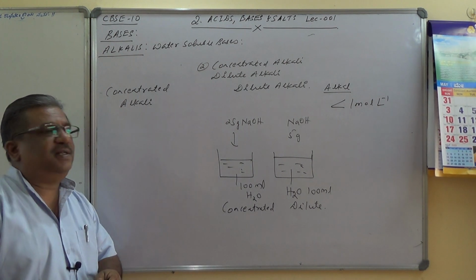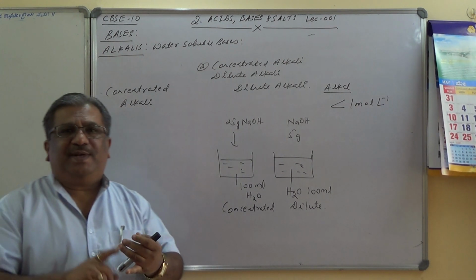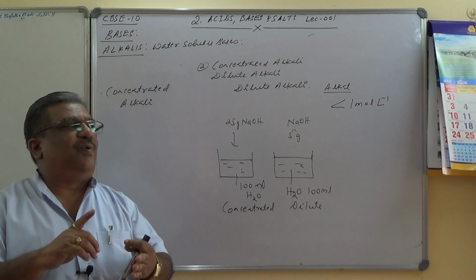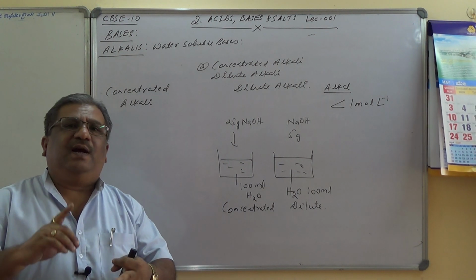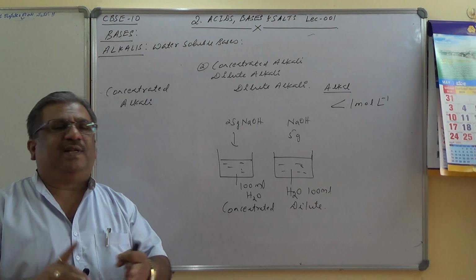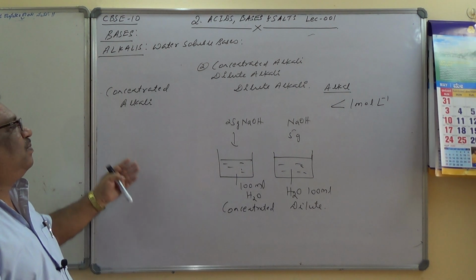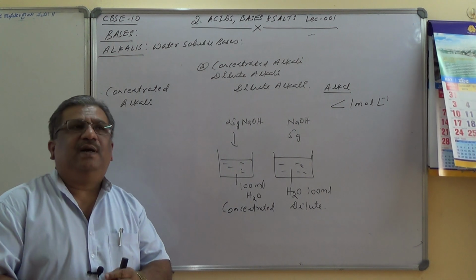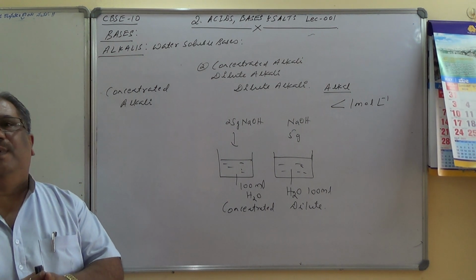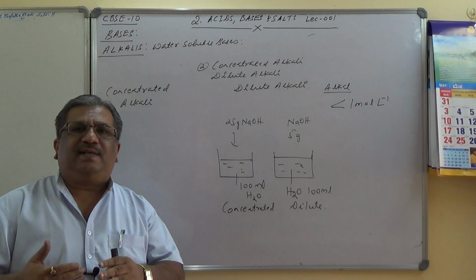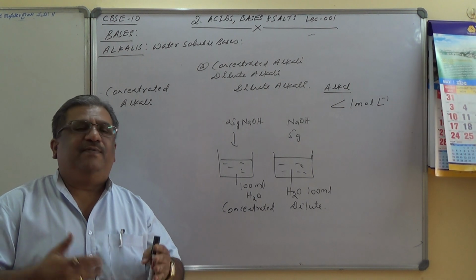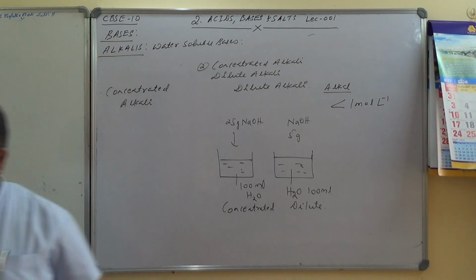So this is how we have now seen acids, bases, their definitions, and a very simple classification of acids and bases. This constitutes the first part, and next we are going to study the measurement of the strength of acids and bases, and then the different indicators. Okay, fine.